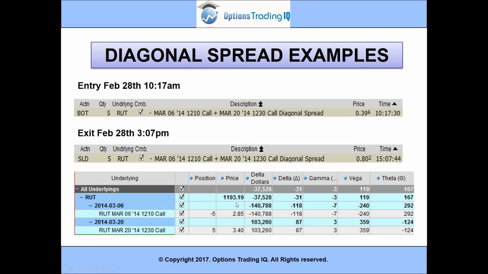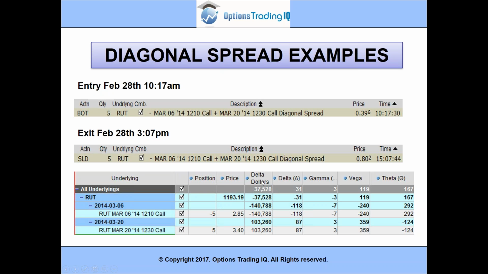Okay, so Feb 28th, Russell's trading about 1193. We've gone out to 1210, March 6th, so again about a week, and then we go out 2 weeks to March 20th and buy the 1230s. Okay, this trade was a little bit more aggressive. You can see that delta dollar is a lot higher.